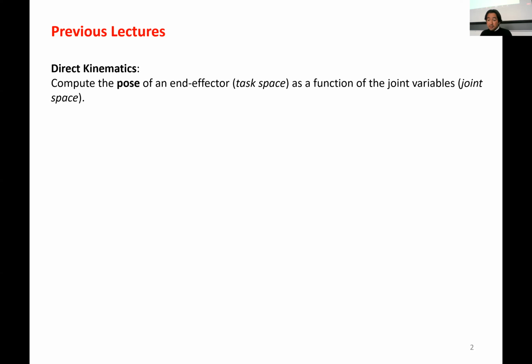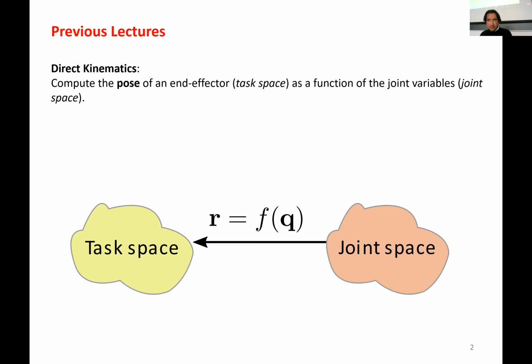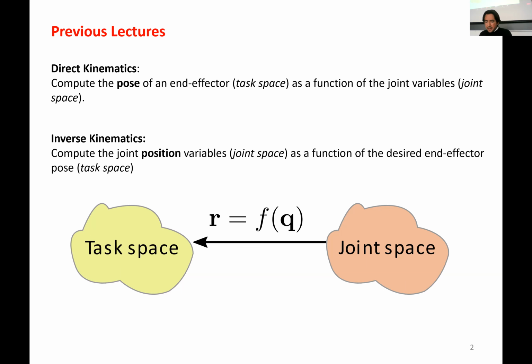So we started with direct kinematics, which is basically computing the pose of an end effector, in our case of a manipulator, as a function of the joint variables in joint space. So it's basically doing this mapping. So we're going from the joint space on the right to the task space on the left.